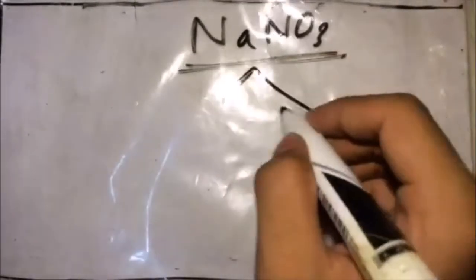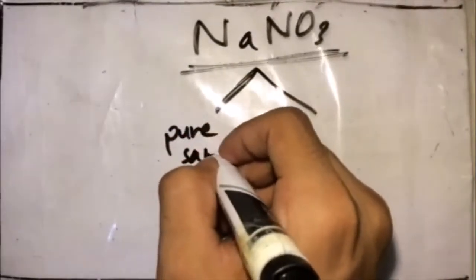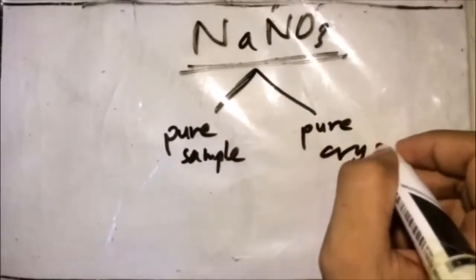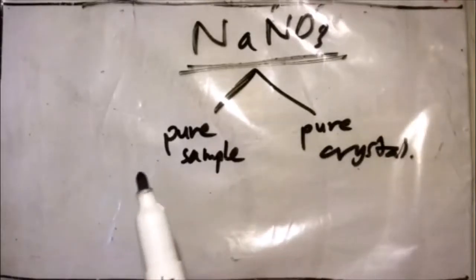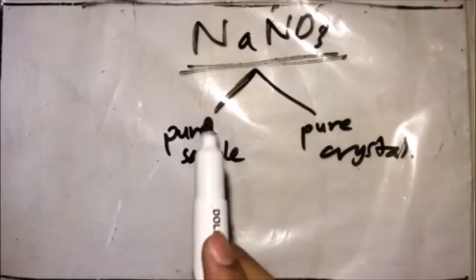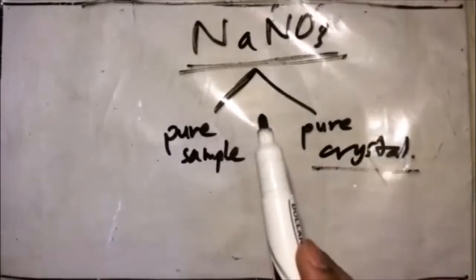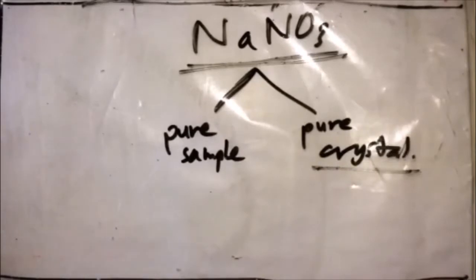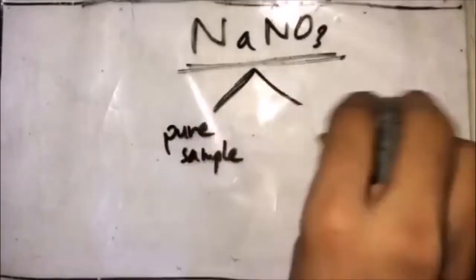Now we can be asked to get a pure sample or a pure crystal. For pure sample, the solution of NaNO3 will be heated on a Bunsen burner till dryness. This will give us a powdered form of NaNO3. For pure crystals, the solution of sodium nitrate is heated on a water bath until first crystal is seen. Then it is left to cool for crystal growing. Once the crystals are formed, they are filtered and washed with distilled water for purity. So that is titration.